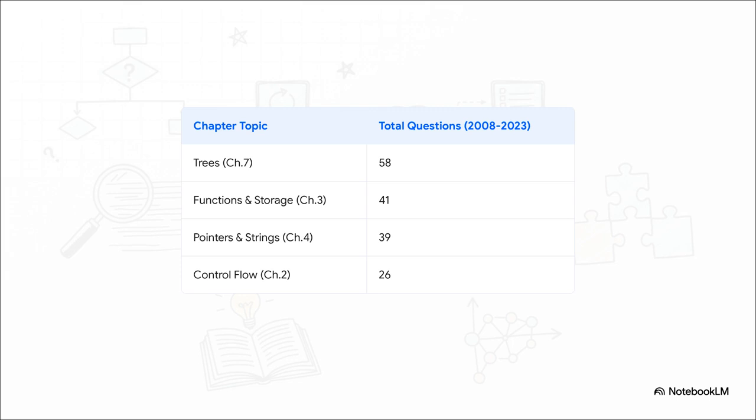Yeah, of course, the basics like control flow and data types are important, but look at the heavy hitters at the top. Pointers, strings, functions, and recursion. These are the big ones every single time. And why? Because these topics are where examiners can really test if you get the deeper concepts of how C handles memory and logic. It's what separates someone who just writes code from someone who truly understands it.